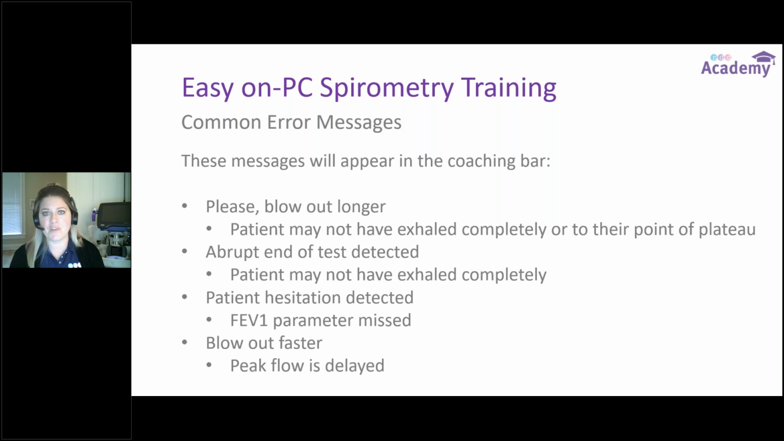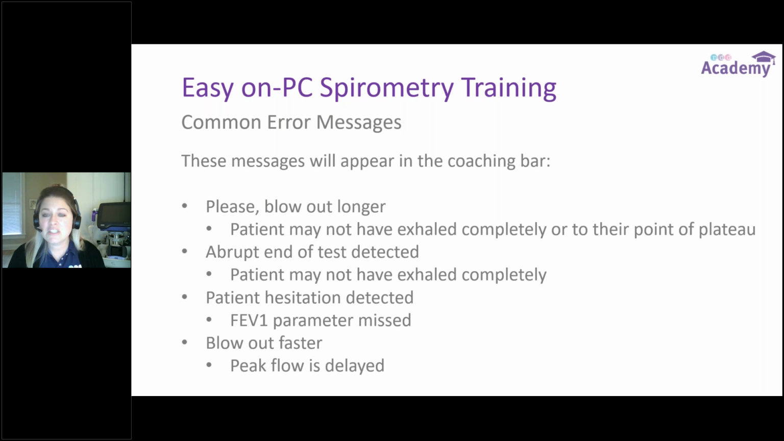Another, and this is a very common one we hear a lot, is that patient hesitation is detected. That essentially means that the FEV1, which is the amount of air in the first second, has been missed. So your patient takes their big deep breath in and they kind of stall before they blast out. We've missed that first second of exhalation. So that very important FEV1 parameter is not going to be accurate when that patient hesitates between their big breath in and their blast out.